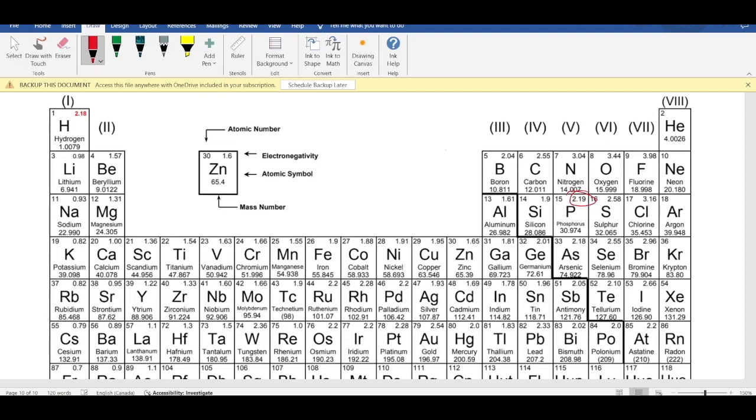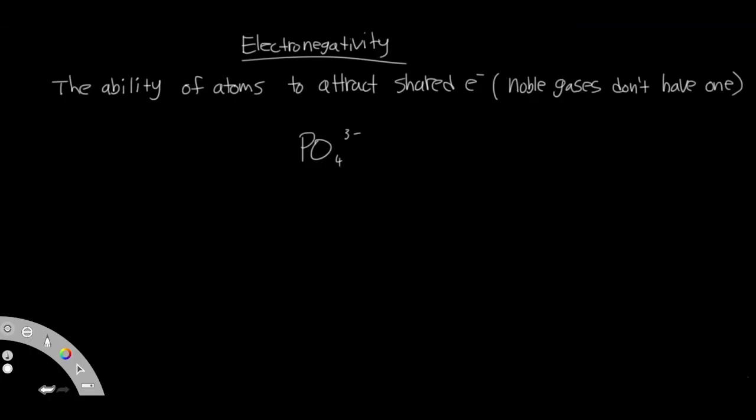Look at phosphorus. It has 2.19. Oxygen has 3.44. Obviously, which one has a lower electronegativity? The lower electronegativity is the phosphorus. So, if we were to draw this out, our phosphorus would be the central atom. And our oxygens would be around it. All right, and then they would be drawn in this fashion.